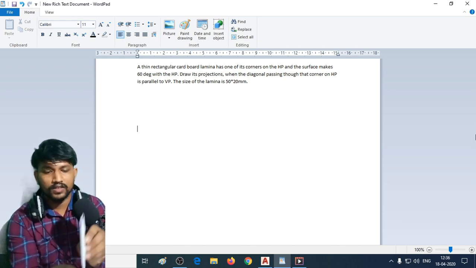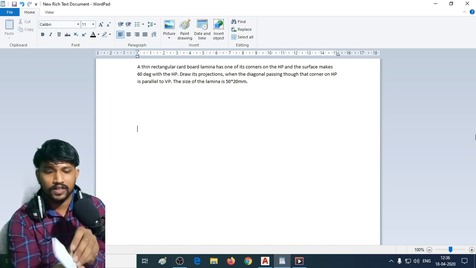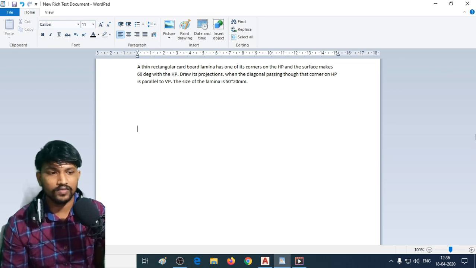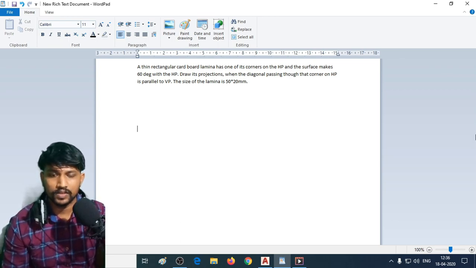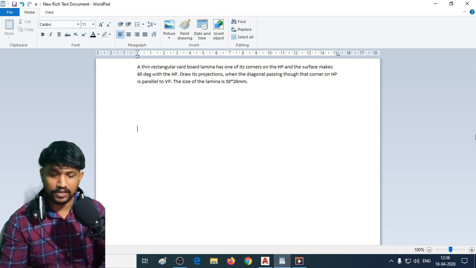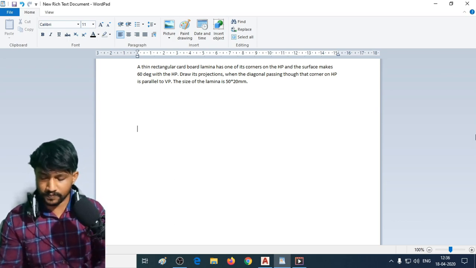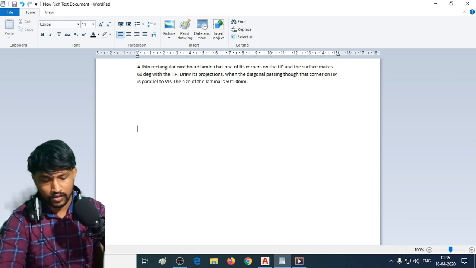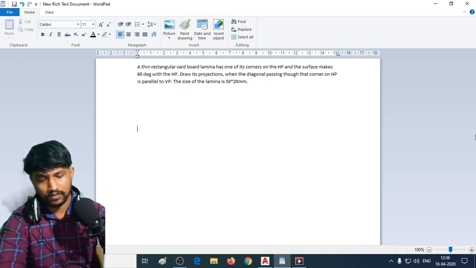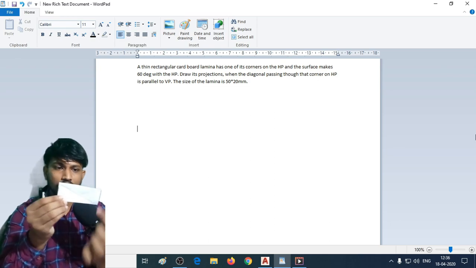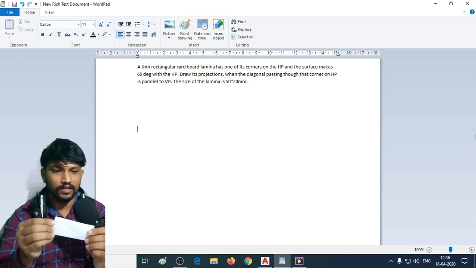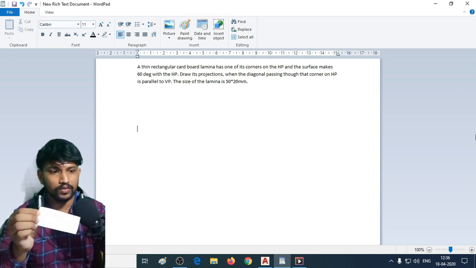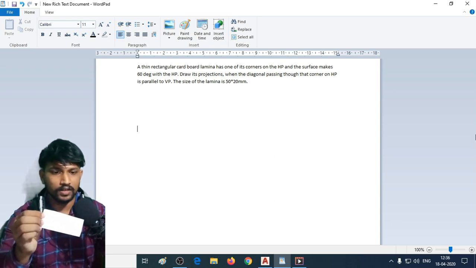So now the corner is in the HP and the surface is making 60 degrees inclination, and the diagonal passing through the corner on the HP is parallel to the VP. He wants us to draw the projections when the diagonal, we have two different diagonals here. These two are the diagonals for this rectangular lamina, and the diagonal passing through that corner on the HP is parallel to the VP.